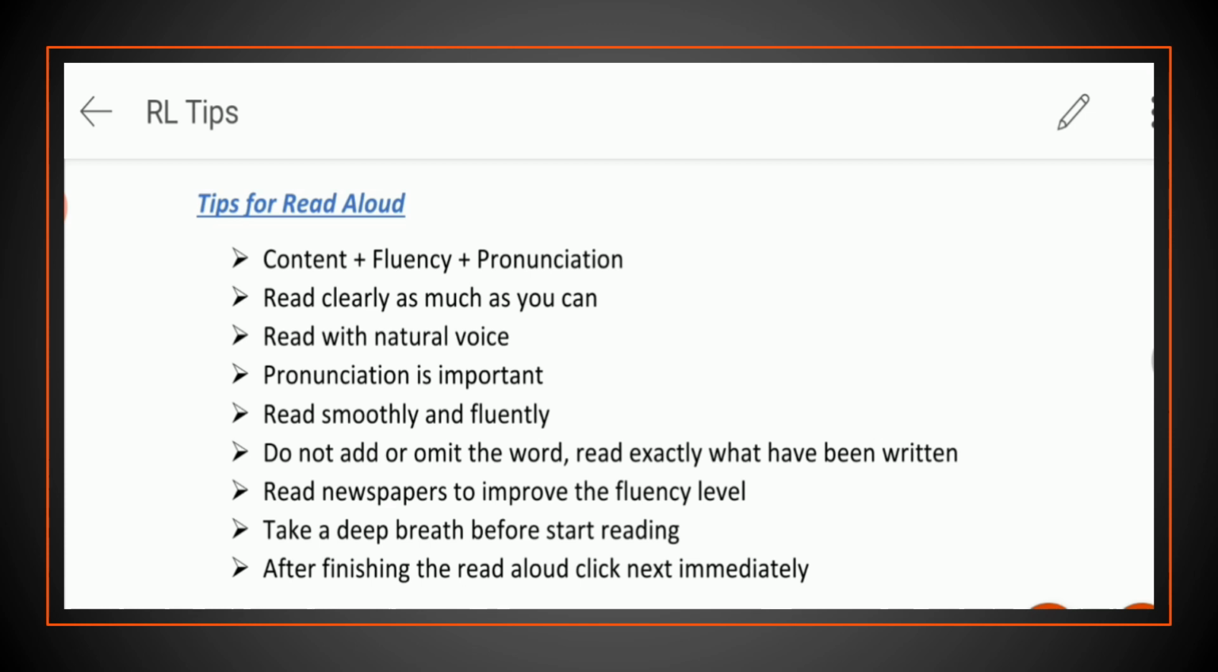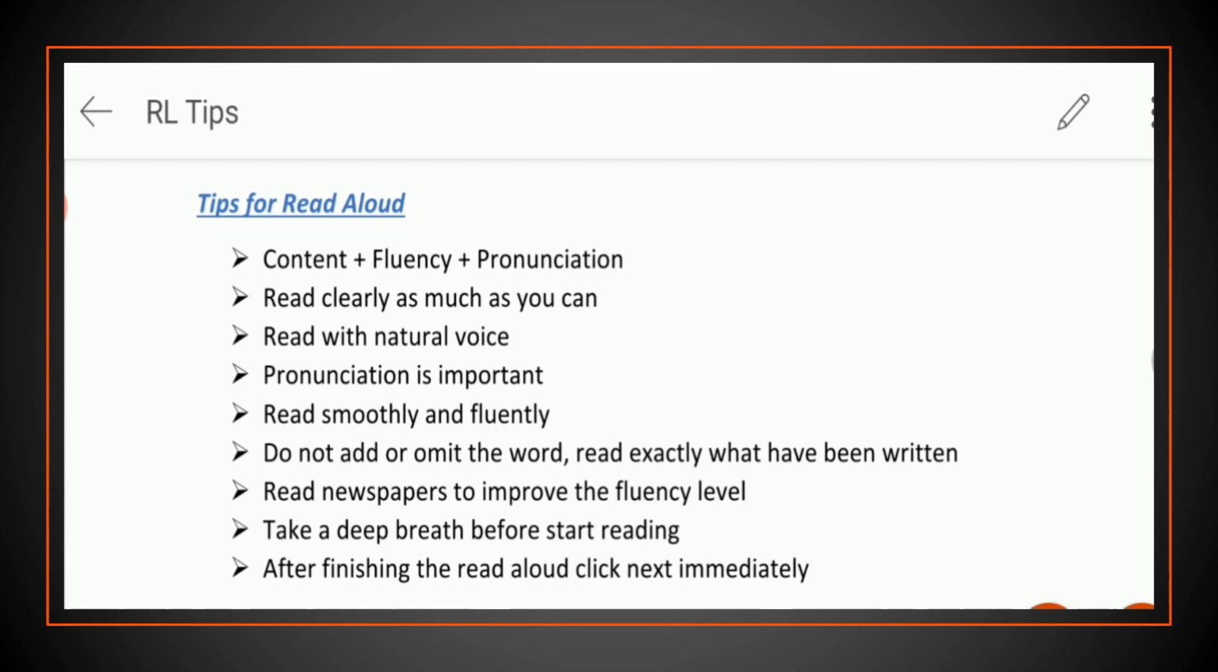So how would you know your content is correct, your fluency is there and pronunciation is there? Content means read the text exactly as it has been written, and do not add or remove any word. Just read whatever is written in the text and ask yourself, have you included all the words as per the given text? If yes, then your content is good enough.